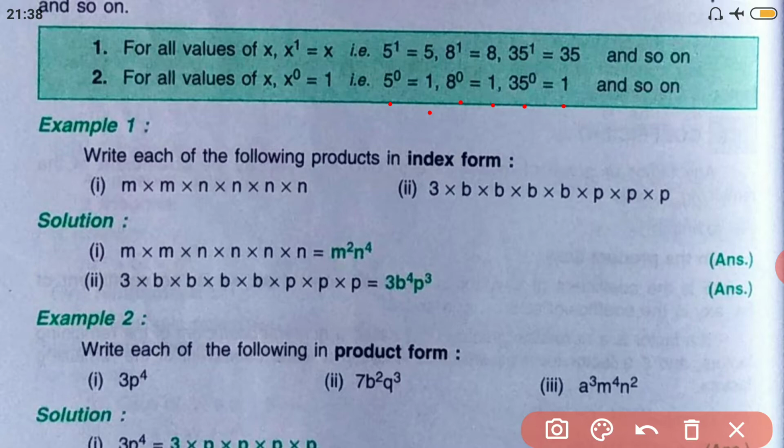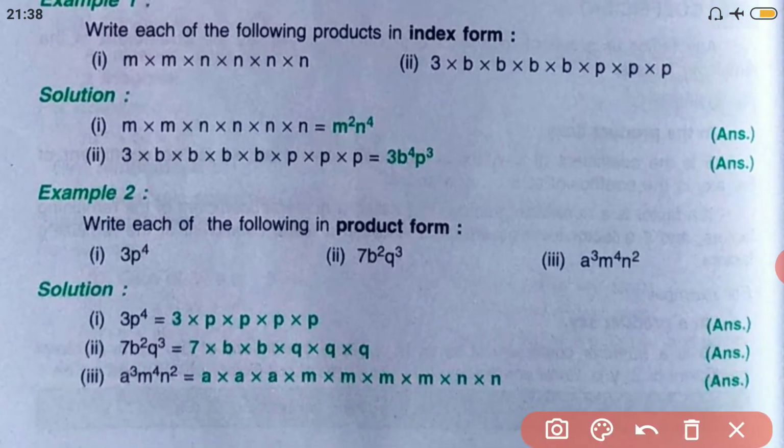Let us take a few examples from the book. First example, write each of the following products in the index form. We shall do one example each, that will be enough. So here 1 2 3 4 5 6 things are given. The first 2 things are m and the next 4 things are n. So how can I write this? We can write this as m raised to the power 2 multiplied by, or if there is no sign, then I can write m raised to the power 2 and n raised to the power 4. Similarly, this also can be done.